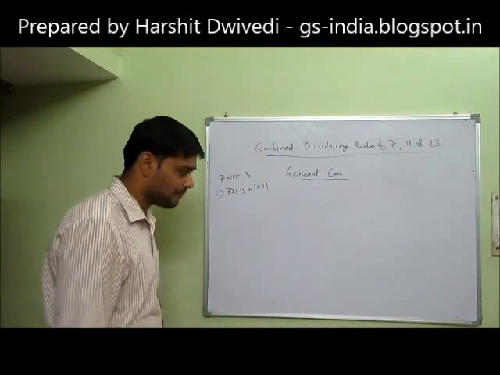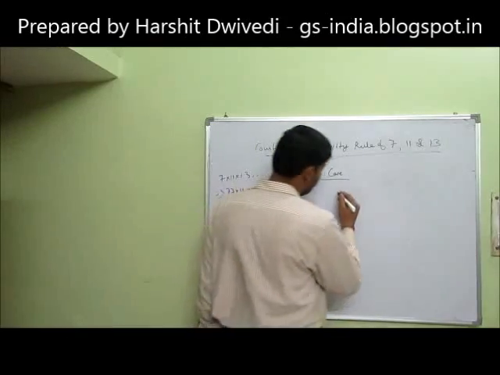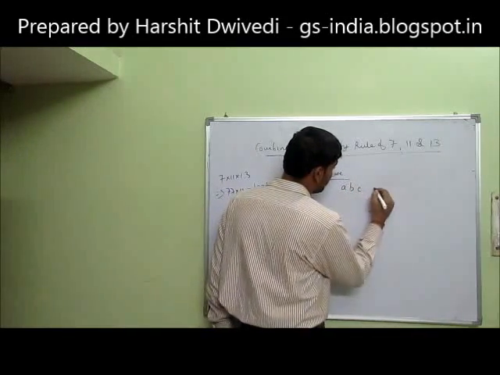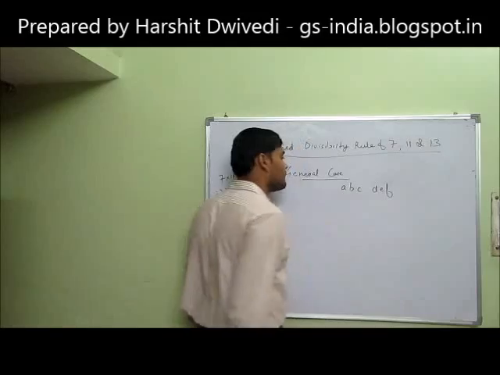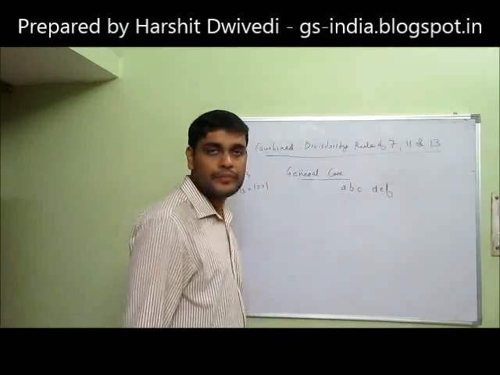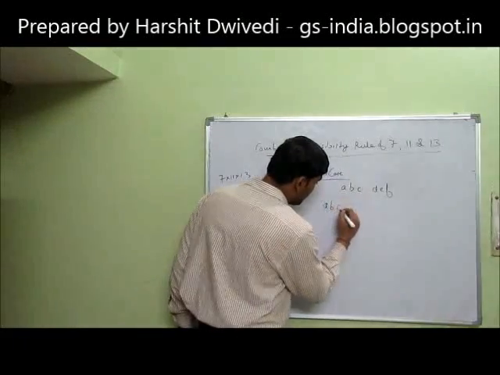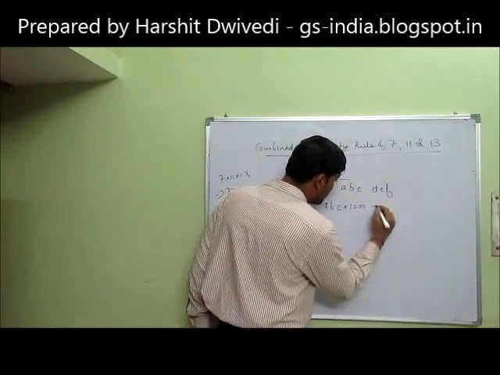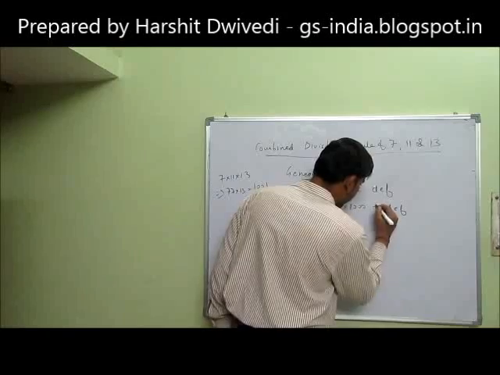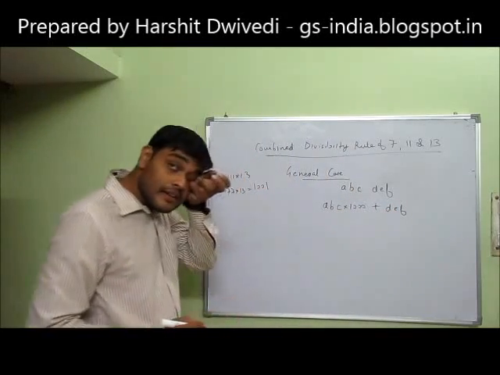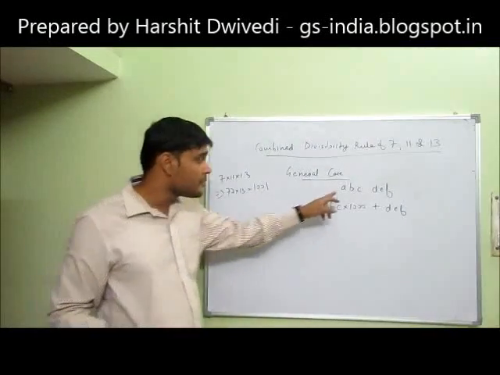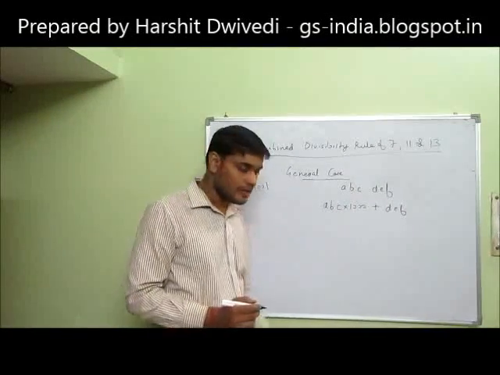Discussing the general case. Suppose there is a number ABCDEF. This is a 6-digit number. How can I write this number? I can write it as ABC into 1000 plus DEF. I wrote this number ABCDEF as ABC into 1000 plus DEF.